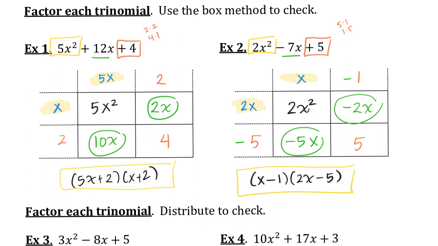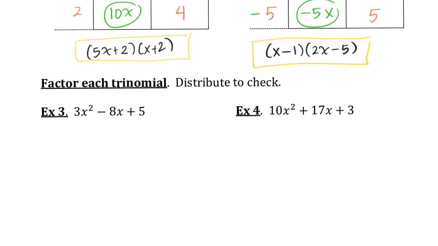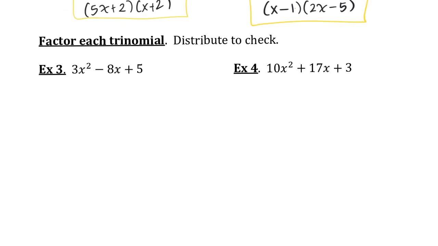Okay, next example, I'm going to do the same thing, except I'm going to use distribution to check. But after this, you'll be able to pick your method. And remember, the reason this is harder is because of this number in front of the x squared. That makes everything harder. So when I do distribution, I'm going to start with what I'm trying to put. I know it's going to look something like this.